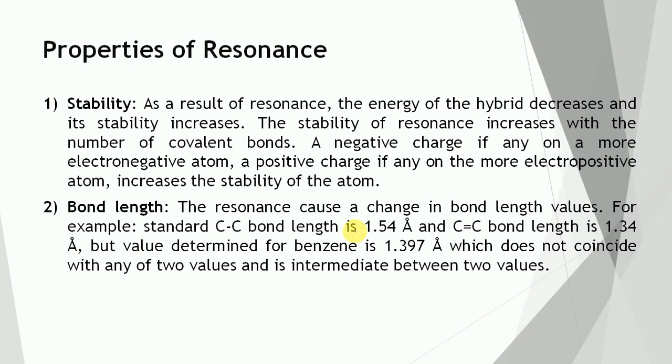Properties of resonance. The first one is stability. As a result of resonance, the energy of the hybrid decreases and its stability increases. The stability of resonance increases with the number of covalent bonds. A negative charge, if any, on a more electronegative atom, and a positive charge, if any, on a more electropositive atom, increase the stability of the atoms.